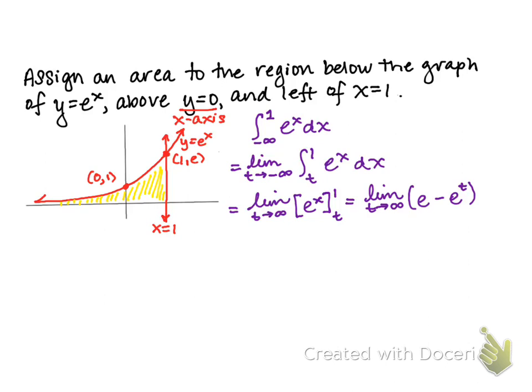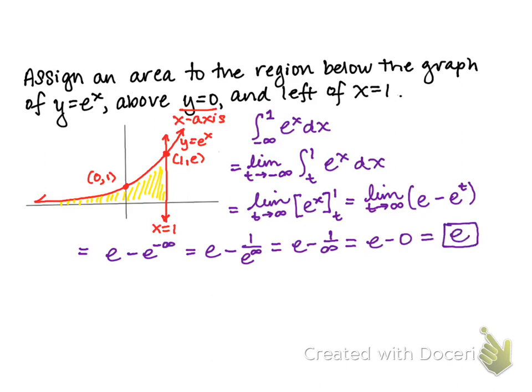Okay? So let's evaluate our limit. So we're going to have e minus e to the negative infinity, or e minus 1 over e to the infinity. Well, e to the infinity is just infinity, and 1 divided by infinity is 0. So we have that the area of this bounded region, the region bounded by y equals e to the x, the x-axis, and x equals 1, that area adds up to e.